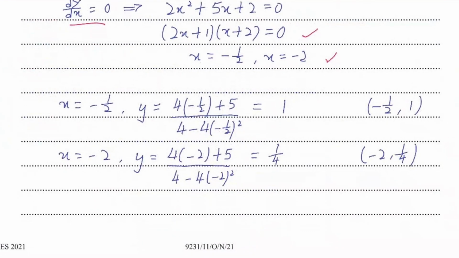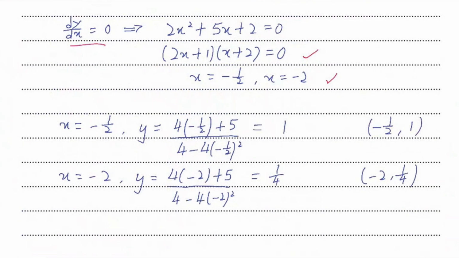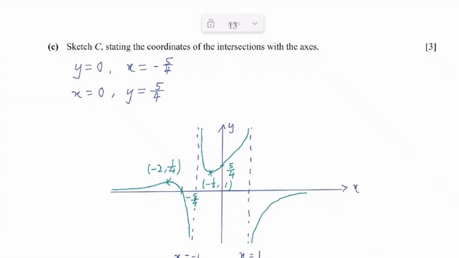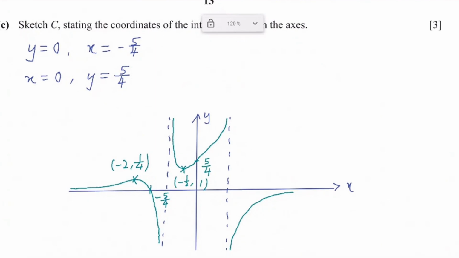After that, what we will see is that now they want the coordinates, really. So we have to sub the x into the y there to actually get the coordinates. Right? So the next one is to sketch the curve, stating the coordinates with the axis. So it is very easy to find the x and the y coordinate. We just have to let the x and y be 0 there.